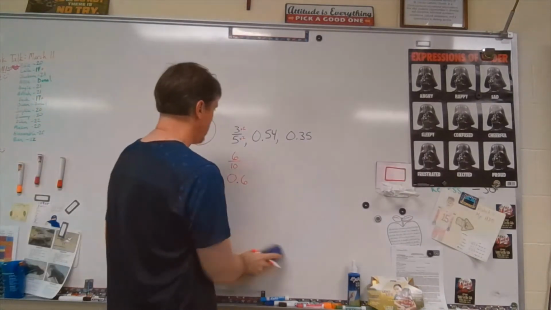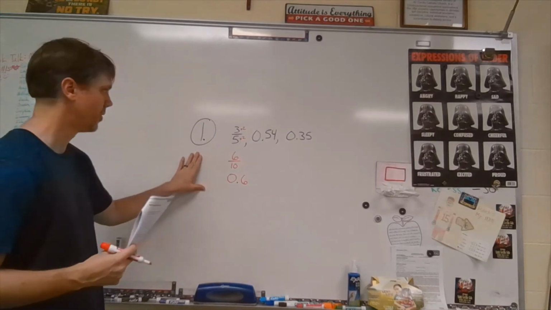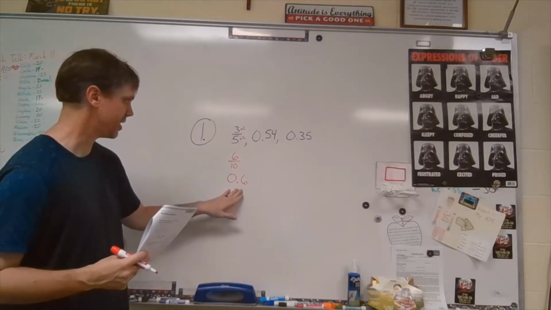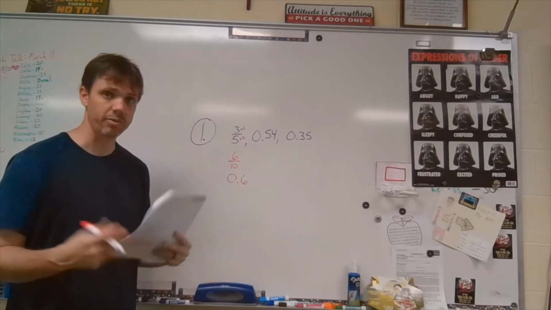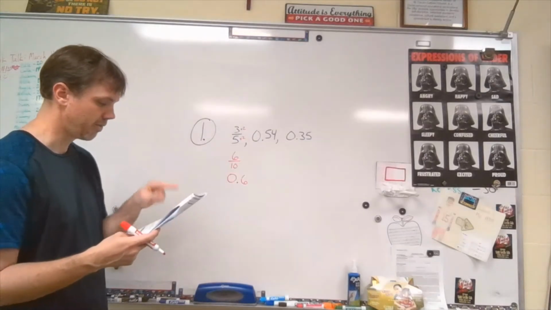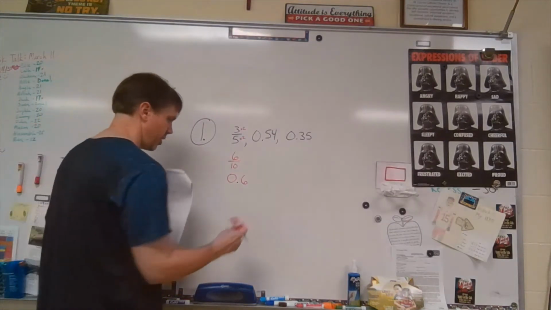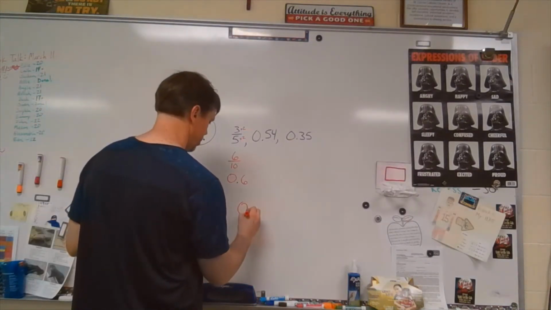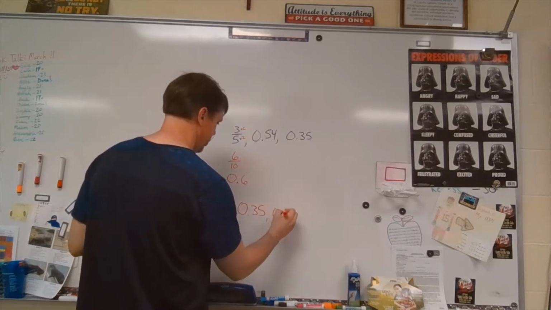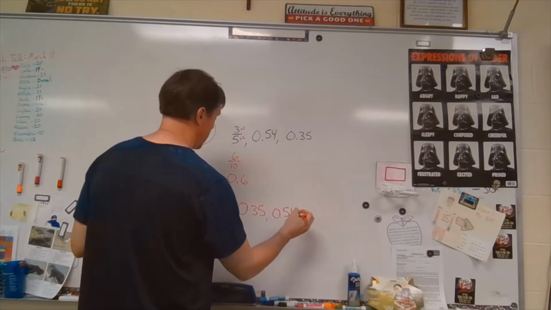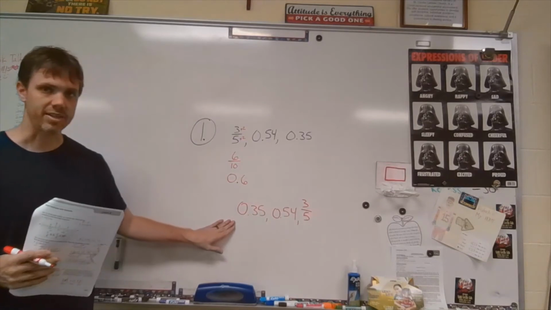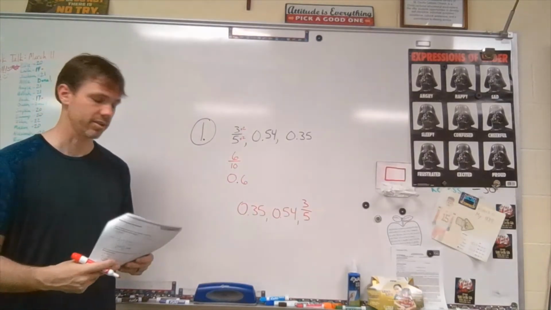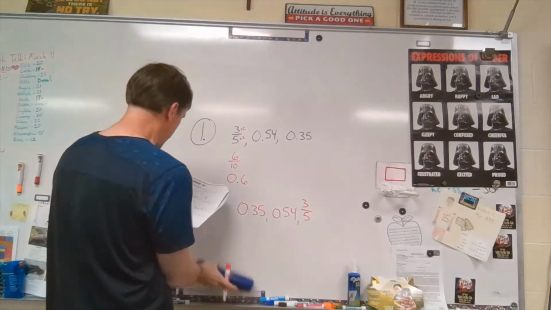For the purposes of question number 1, we've got basically 6/10, that's 3/5, and we've got 0.54 and 0.35. If we wanted to write those numbers in order from least to greatest, which is what they want this time, we're going to go 0.35, 0.54, and 3/5. That's the order those numbers would go in from least to greatest. All right, the next two.